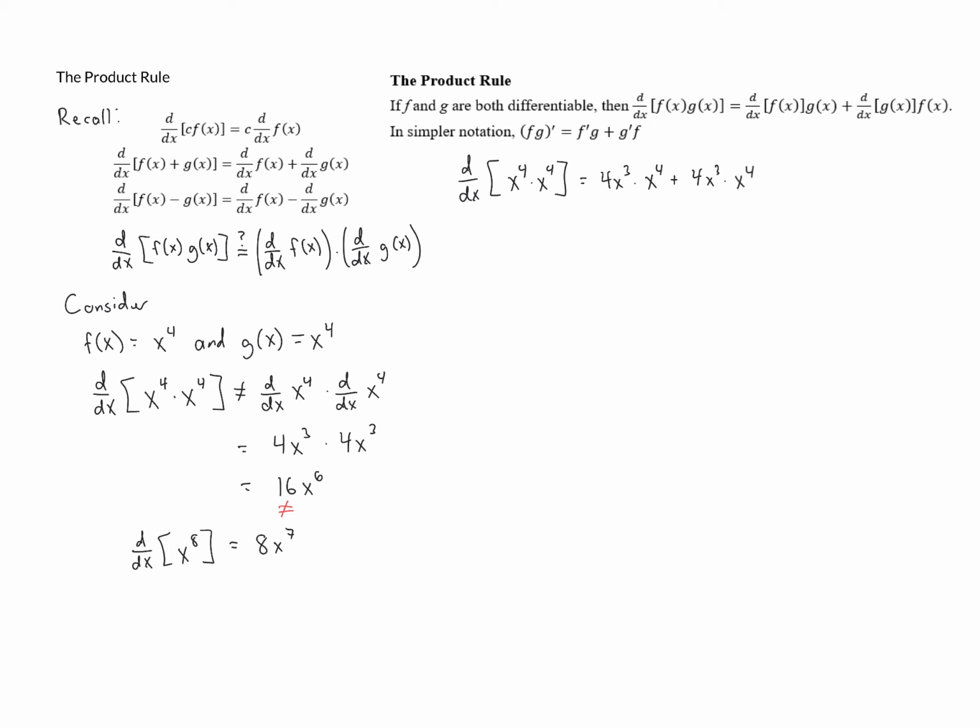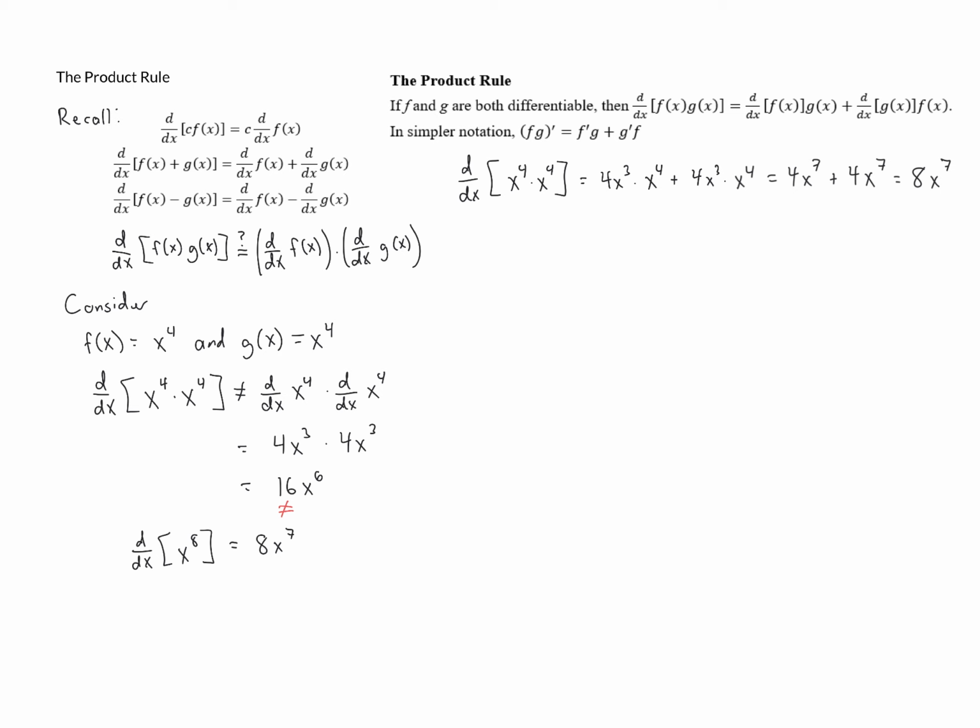And if you look at both of these, we've got a product. 4x cubed times x to the fourth is 4x to the seventh. We add those exponents. Plus, the other term is also 4x cubed times x to the fourth, which is 4x to the seventh. And when we add those together, we get 8x to the seventh, which is exactly what we had when we differentiated x to the eighth directly.